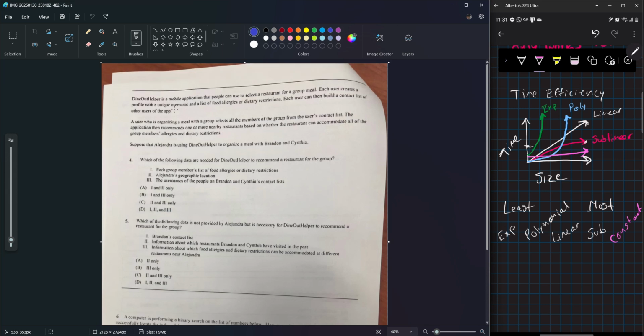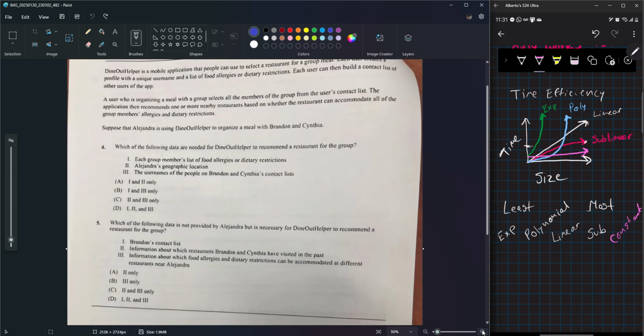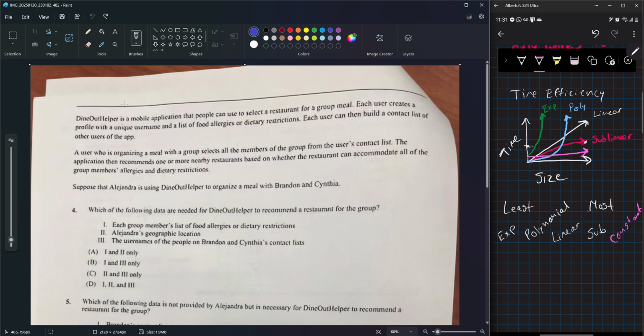It says, let me zoom in a little bit. Data Helper is a mobile application people use to select a restaurant for a group meal. Each user creates a profile with a unique username. So you have a unique username and a list of food allergies or restrictions. Each user can then build a contact list of other users in the app. A user who is organizing a meal with a group selects all the members of the group from the user's contact list.